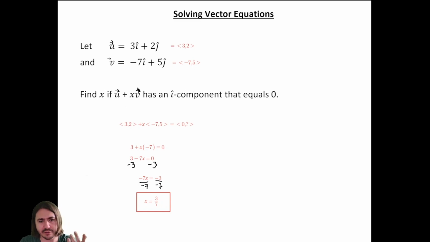If it's not giving you any information about one of the components, you can usually safely ignore it when setting this up, because it's not requiring that component to be anything. Now, if it said an i component that equals 0 and a j component that equals 5, you'd set up a second equation for the y component, something like 2 plus x times 5 equals whatever the j component would be. If the j component equals 7, we'd solve that, and those two x's would need to be the same. So that's how you use these vector properties to solve an equation like this.